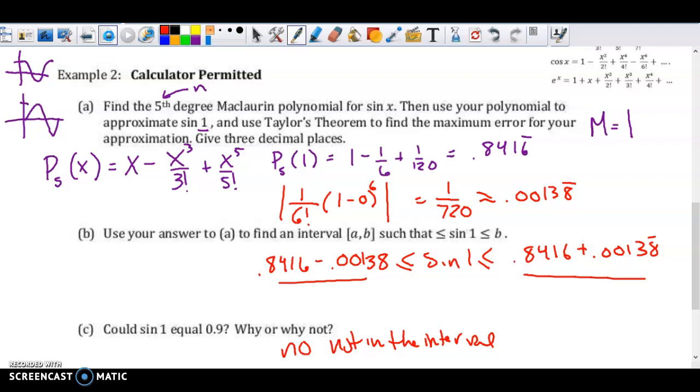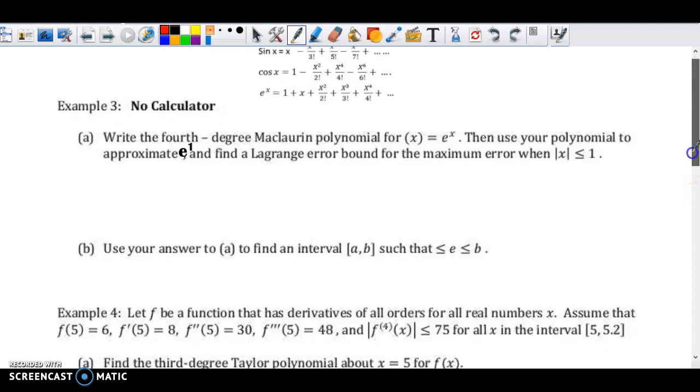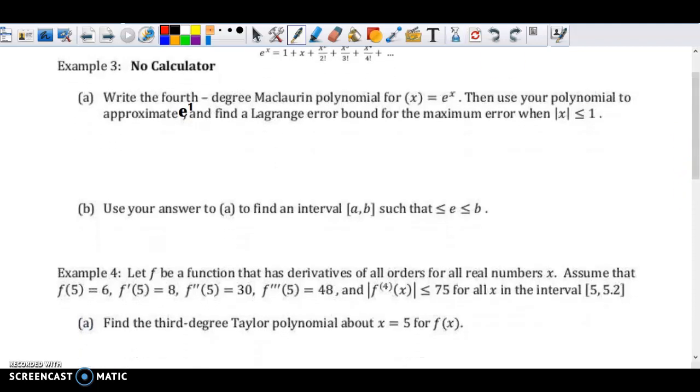All right, we're going to look at example 3, which is not a calculator problem. So if you had something like this on the AP test, you would be expected to not have to round. You could just leave it as a fraction. You can kind of use the calculator on this if you want to get an idea of what that value means. So we're going to write the 4th degree Lagrange polynomial for e to the x.